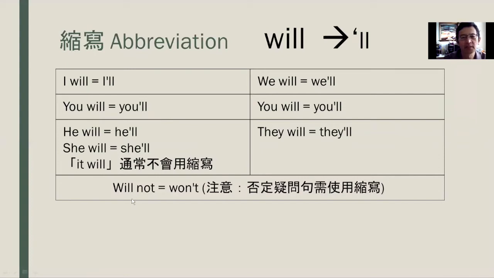Now the opposite of will is the negative form, will not, and that has the abbreviation won't. We won't, which means the same as we will not. He won't, he will not. They won't.